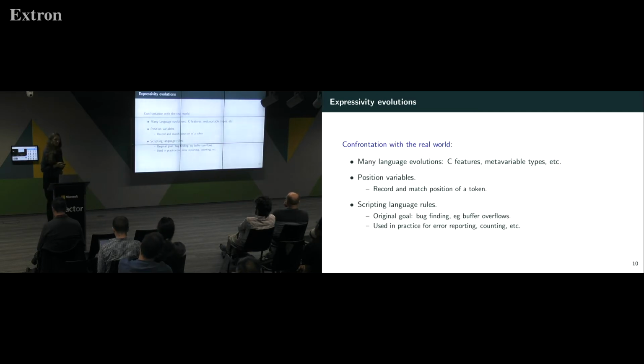As we made the tool available, people used it. We were confronted with what happens in the real world. There were some features of C that we didn't consider in the beginning, some kinds of metavariables, allowing people to abstract over more different kinds of things. C is a really big language, so that's fairly obvious. Over time, we found the need first for abstracting over positions of things. Here we're going from describing explicit patterns of code to giving people access to some properties of that code.